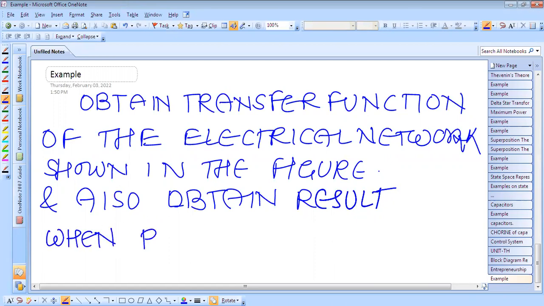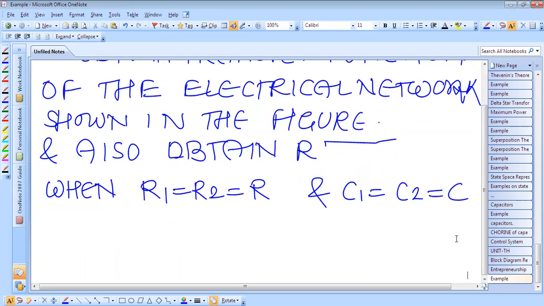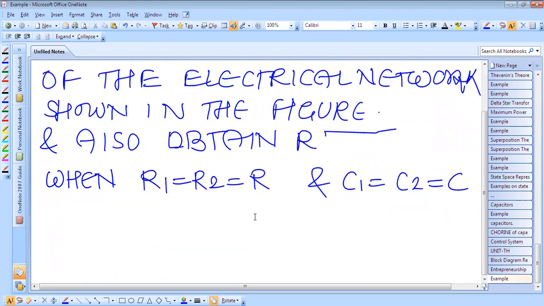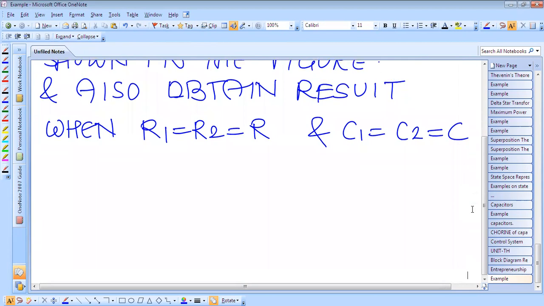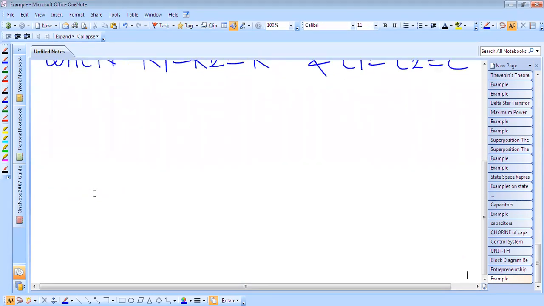when R1 is equal to R2 is equal to R and C1 is equal to C2 is equal to C. Okay, so obtain results. Okay, the electrical network is given to you like this.